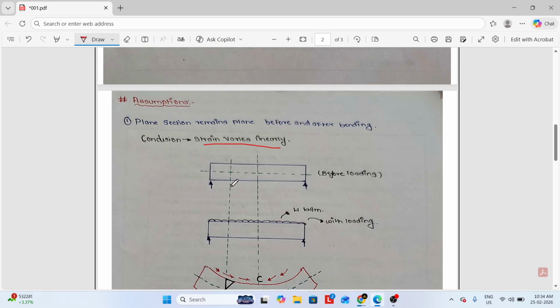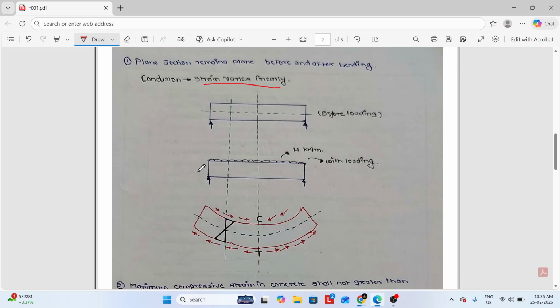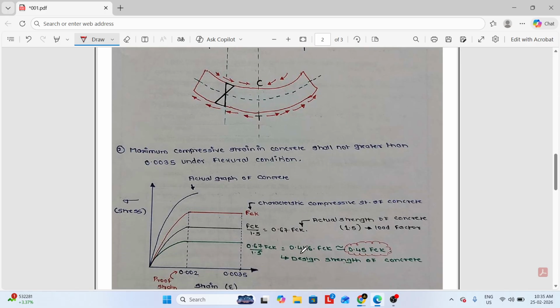Here we can see a simply supported beam before the loading condition. When we add a UDL of intensity w over the span L, we get the deflection as you can see here. The beam gets deflected in this shape. The top fiber gets compressed and the bottom fiber of the beam is in tension.